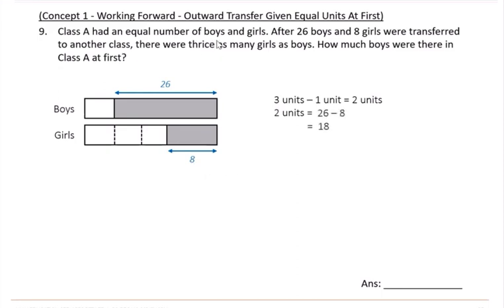So please read properly. I got some students, thrice, they see it as twice. Be careful, okay? So 2 units is 18. Look for 1 unit. 18 divided by 2, 9. 9 is actually the number of boys left after 26 boys were transferred out. Question is asking me for the boys in A at first. I just have to bring back the boys that I transferred out, which is 26. So the total boys at first will be 9 plus 26. Your answer is 35 boys.